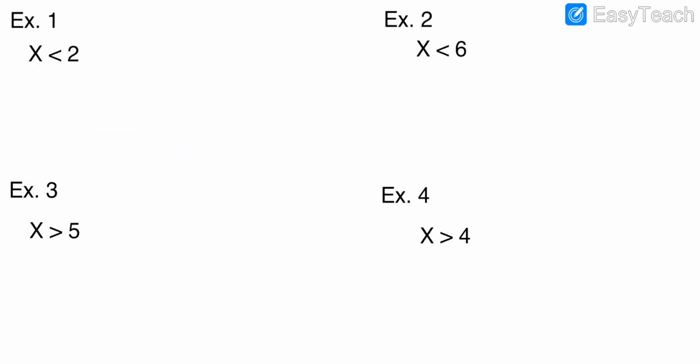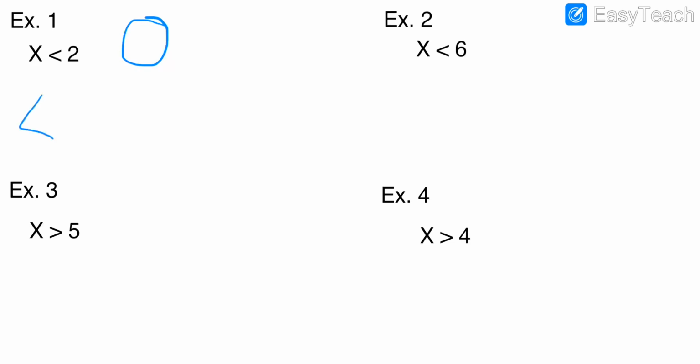So let's go back to example number 1. It says x is less than 2. Okay, so my first question to you would be, is this an open circle or is this a closed circle? Since we have just a less than symbol, okay, then we have to make sure that we are using the correct circle, so it's just a less than. So that means our circle would be open, okay? So we have an open circle.